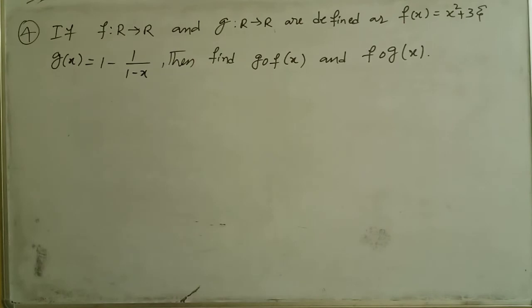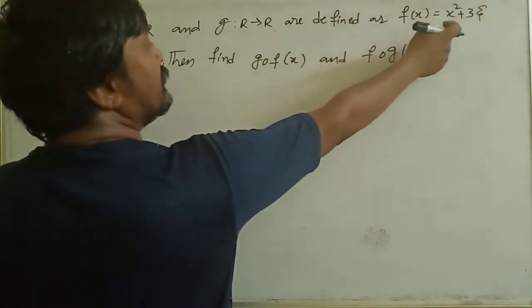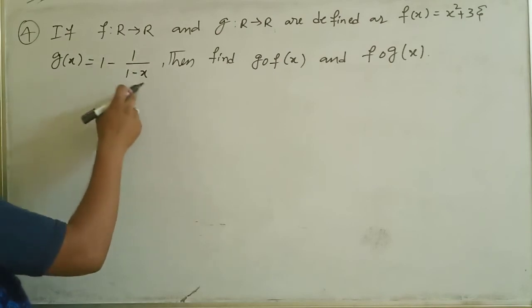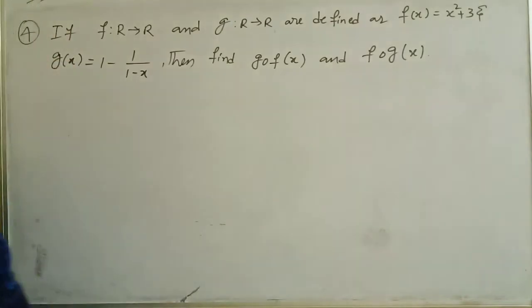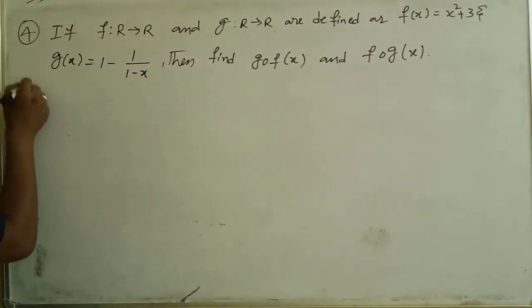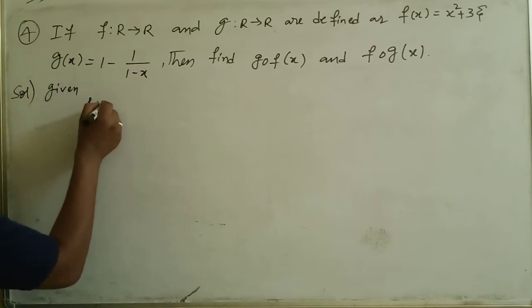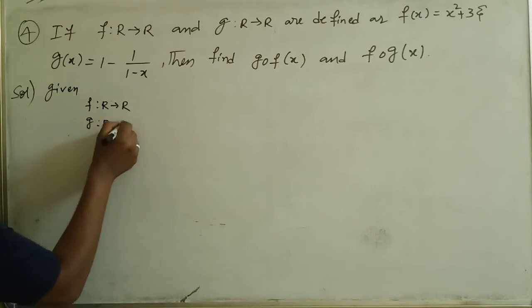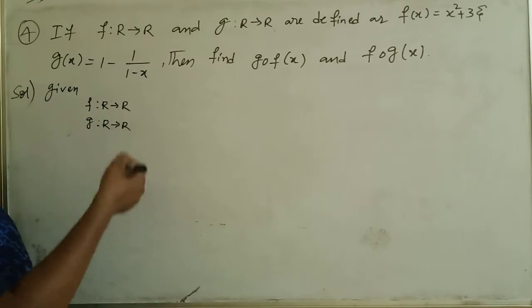This important question is this: if f maps R to R and g maps R to R defined as f of x is equal to x square plus 3 and g of x is equal to 1 minus 1 upon 1 minus x, then find g circle f of x and f circle g of x. Very simple one. So first given f maps R to R, g maps R to R. So whenever R to R is there, then automatically it is one to one and onto.